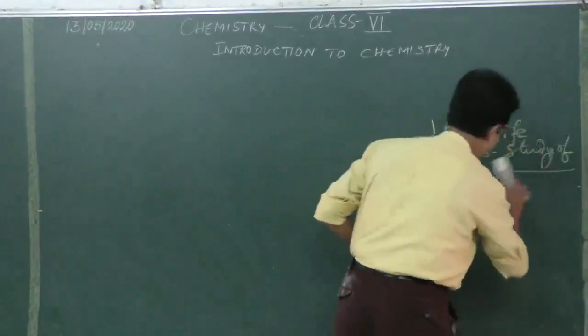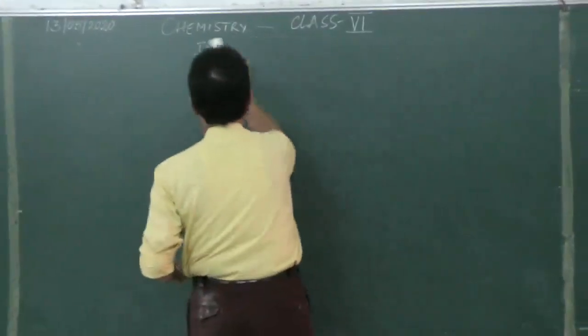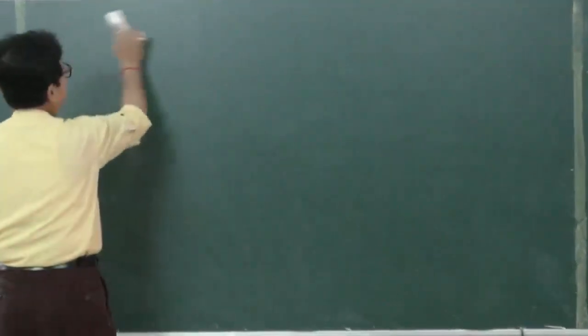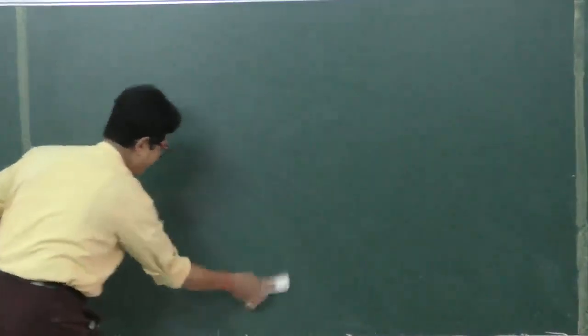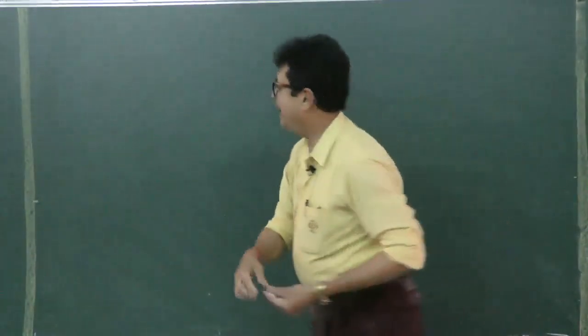Anything we see around us, which has got mass and has the capacity to occupy space, means it occupies space, it has mass, and can be perceived by our physical senses, we call it as a matter.